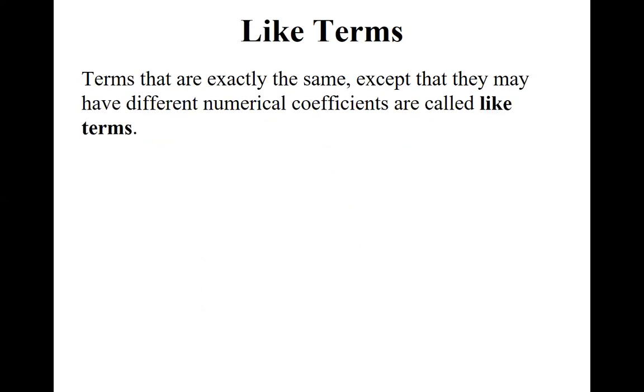Now, terms that are exactly the same, except they might have different numerical coefficients, those are called like terms. So the same variables raised to the same powers are like terms. 3x and 2x, they both just have x to the first power. Negative 6y, 2y, and y, they all just have y to the first power. Negative 3 and 4, they're constants. They both don't have variables.